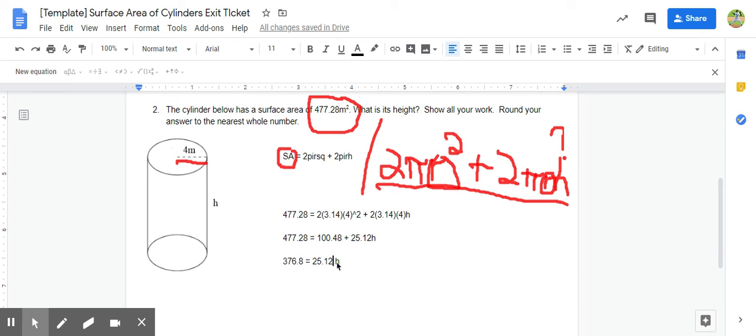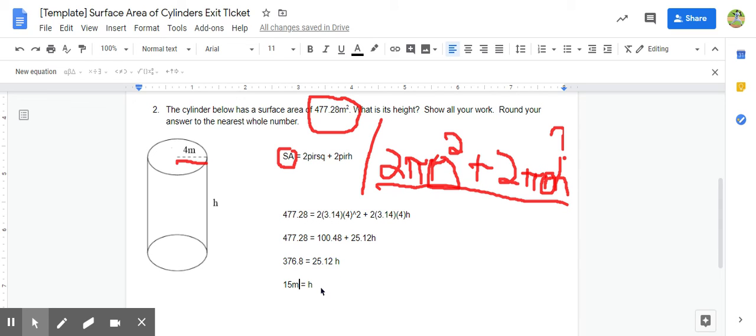Yes, we're going to divide both sides by 25.12. And if we do that, 25.12 is canceled out. We divided it by it. It's just 1. And we will get a final answer of 15 equals h. Remember, in our final answer, we always want to include our unit of measure. And the radius was given in meters, so the height is also in meters. Our final answer is 15 meters will be the height.